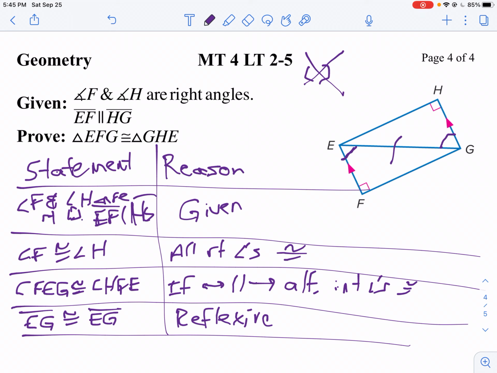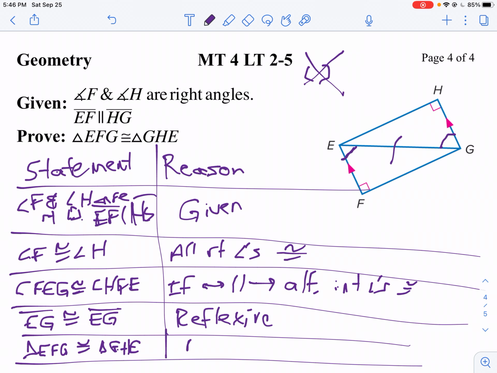Now if I look at my diagram, notice I've got angle, angle, side, just like I did in my last proof. I did kind of two boring proofs here for you because they're the same. So now we're going to say triangle EFG is congruent to triangle GHE. That reason, angle, angle, side.